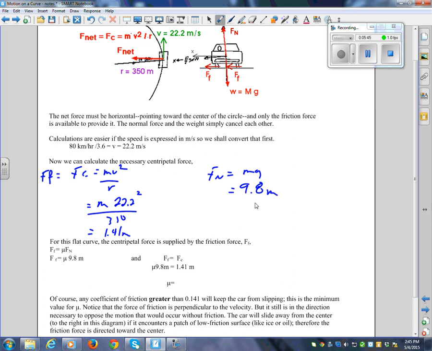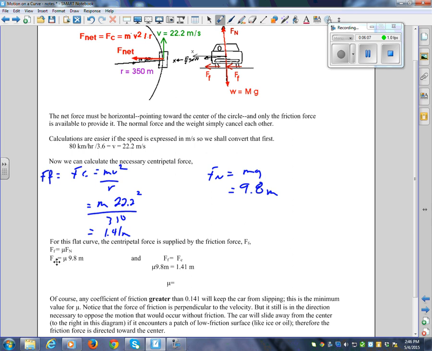And Fn is equal to 9.8 M. So I'm going to take this 9.8 M and insert it for Fn, and I'm going to get the friction force is mu 9.8 M. What are we trying to solve for here at the end? Like, what are we trying to find out? We're trying to find the mu value. So we've got mu times 9.8 M is equal to the friction force.